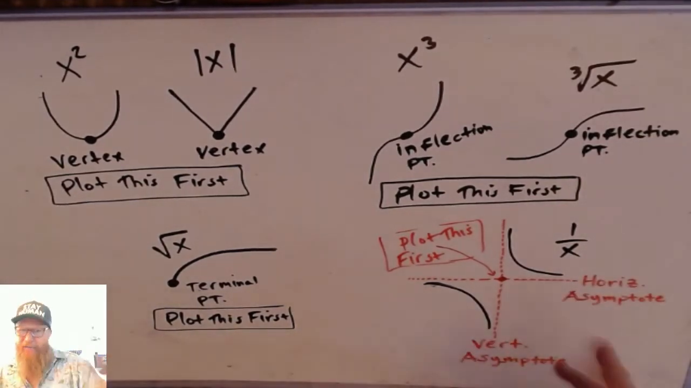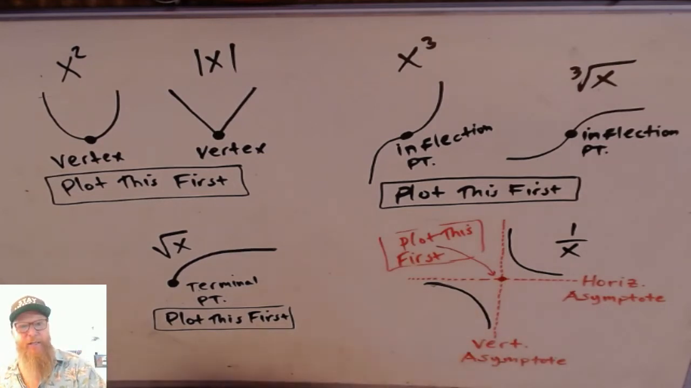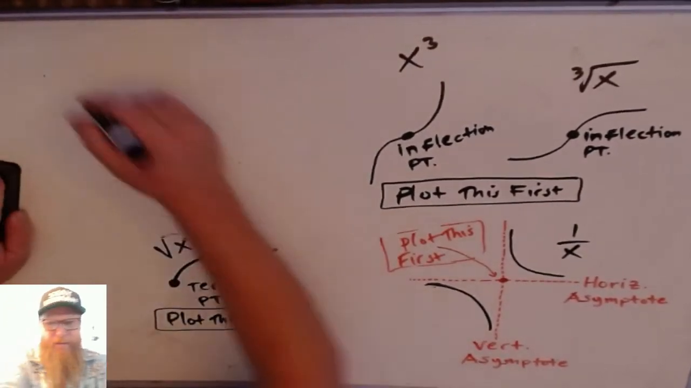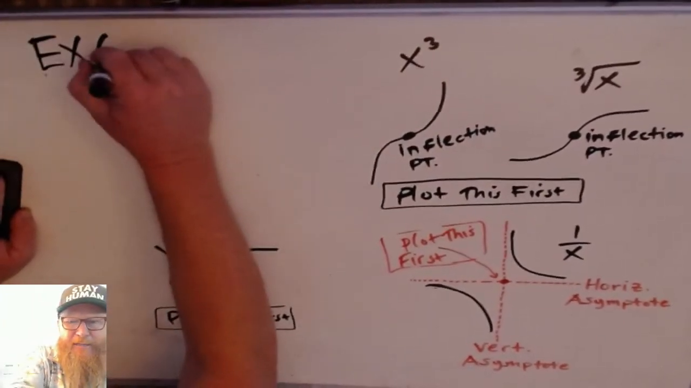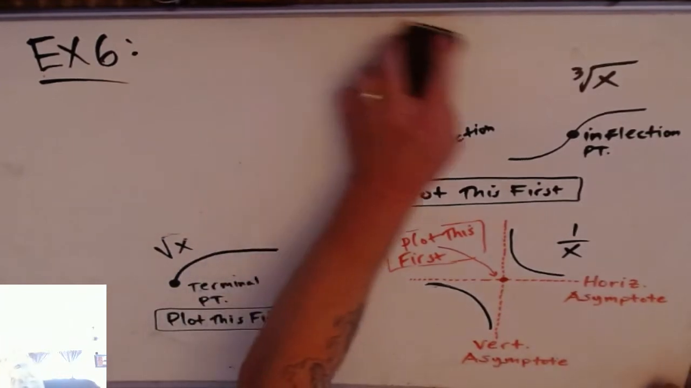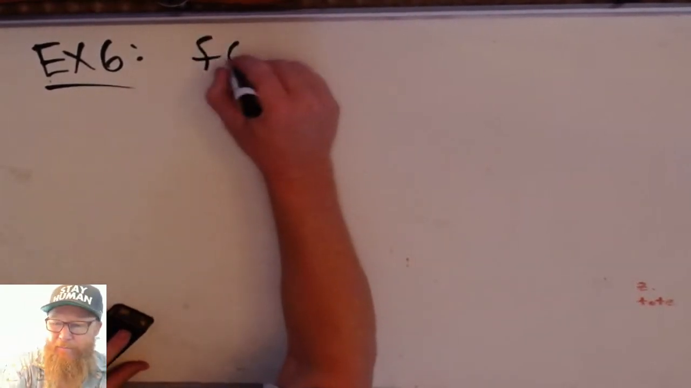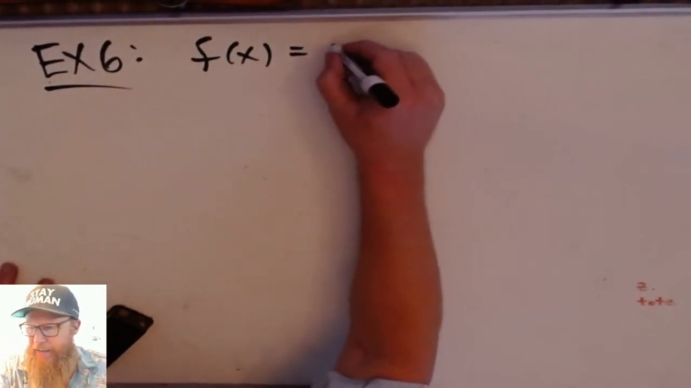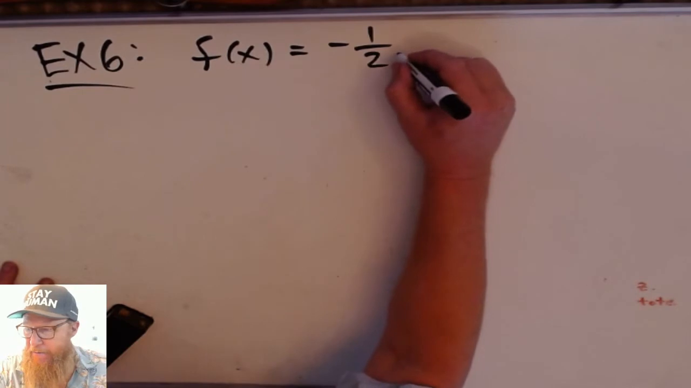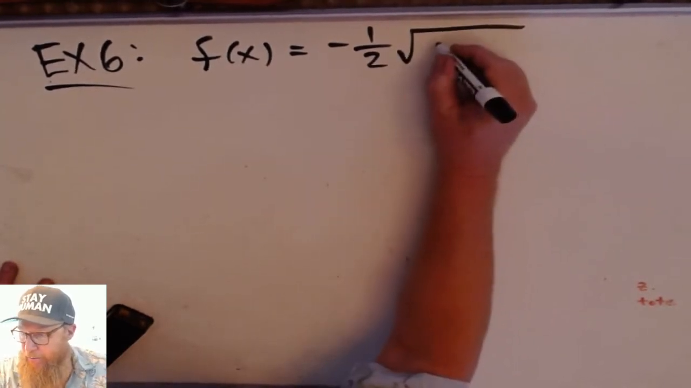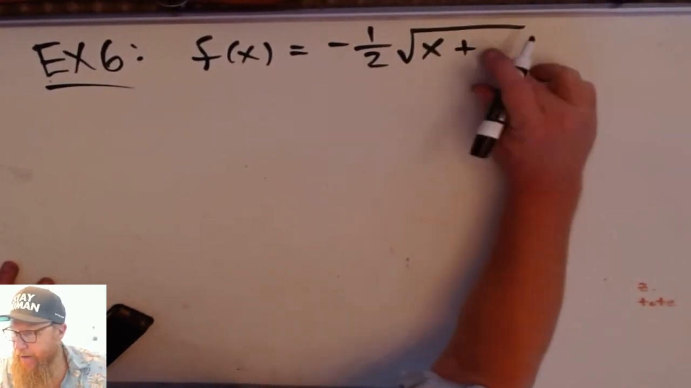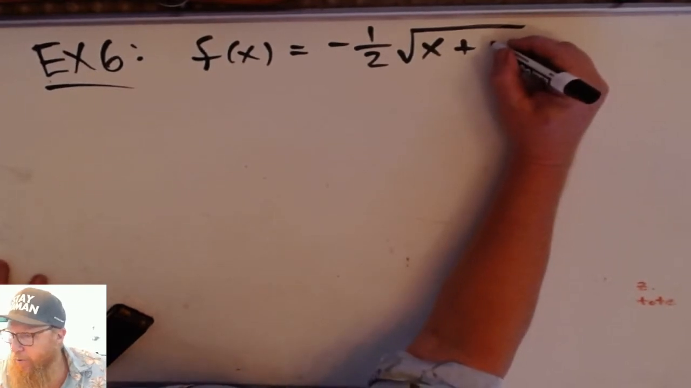All right, so now that I've gotten that out there, let's do another example. And then when I'm using the lingo, you can keep that in mind. So example 6. f of x is negative 1/2 times the square root of x plus 4.